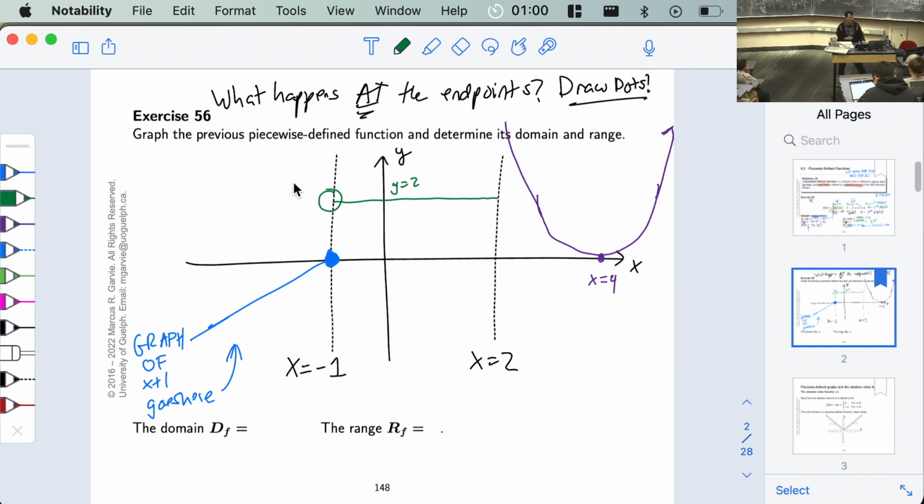And look, it makes sense. You cannot include x equals -1 on both the blue and the green graph. Otherwise, it wouldn't be a function. Only one of the two could be filled in. In this case, the blue one is filled in and the green one is not.